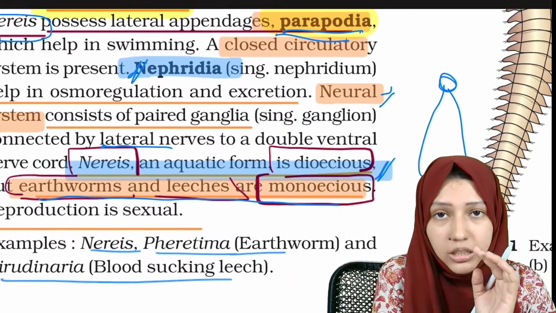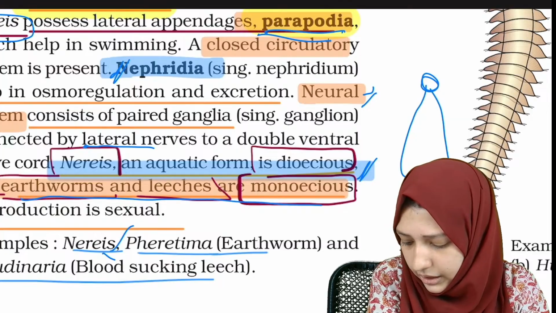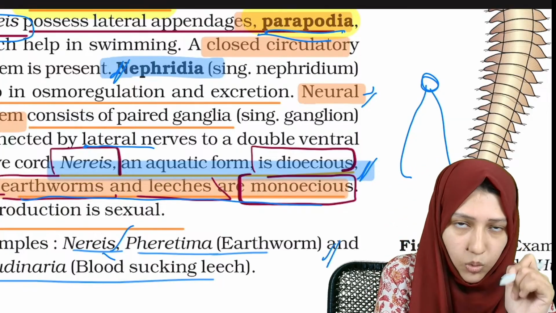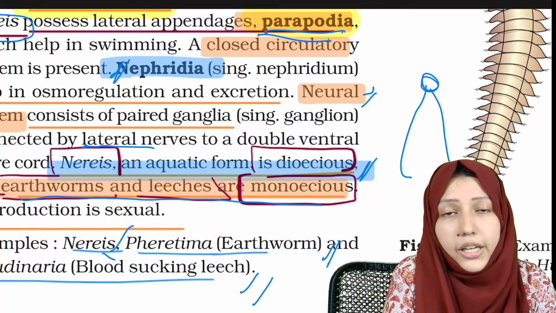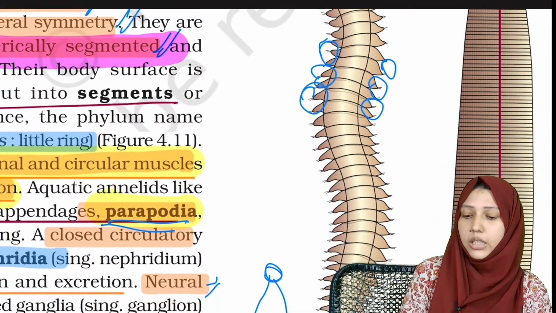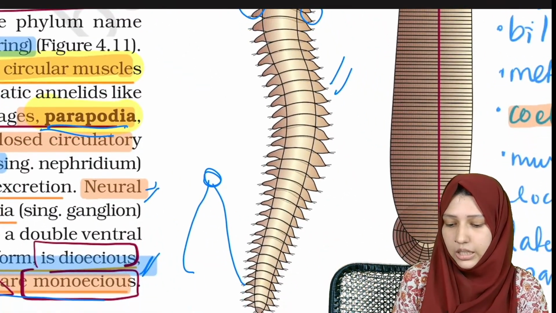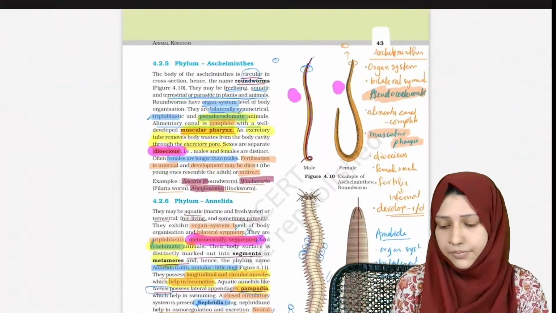And reproduction is sexual. Examples: Nereis, and Pheretima, which is also known as earthworm. Earthworm is also known as Pheretima. Then Hirudinaria, which is a blood sucking leech. Just see the examples also. The first one is Nereis, and the second picture is Hirudinaria. Clear?